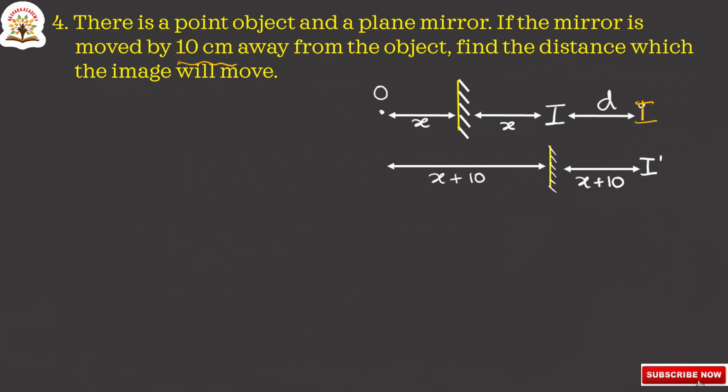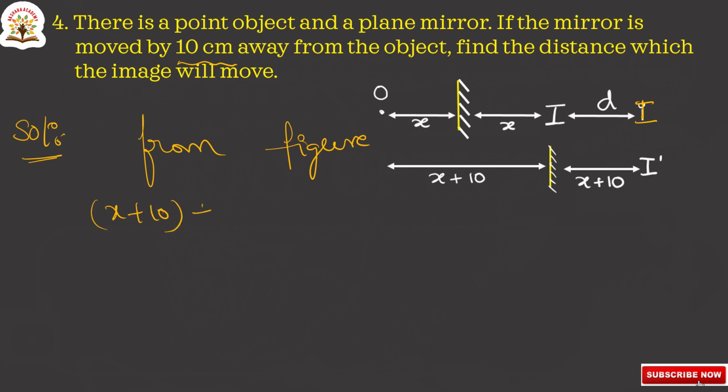Here next, we are moving the mirror by 10 centimeters away from the object. So from here to here, the complete object distance is x plus 10. Now at this time the image is formed here, that is I dash. So the image distance is also x plus 10. Now let us go to the solution. Here from the figure, x plus 10 plus x plus 10 is equals to x plus d.